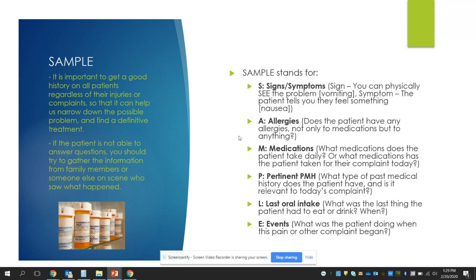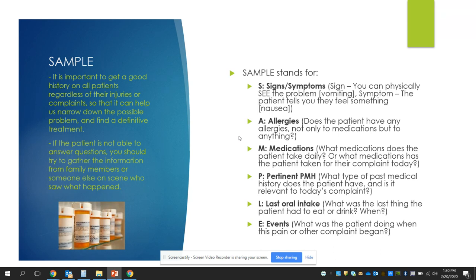So we need to know the difference between signs and symptoms. A sign you physically see, like vomiting. A symptom, the patient tells you that they feel, like nausea. Okay, allergies: is the patient allergic to anything, not just medications, but food, animals, anything at all that could be, especially if you think that that could be contributing to what's going on here today. Could it be an allergic reaction?